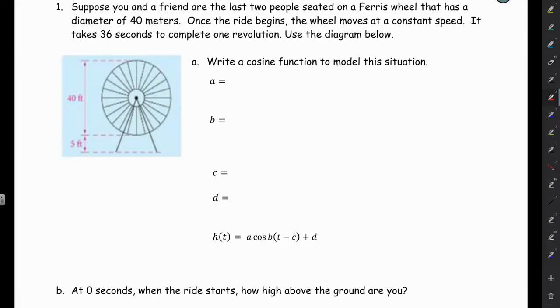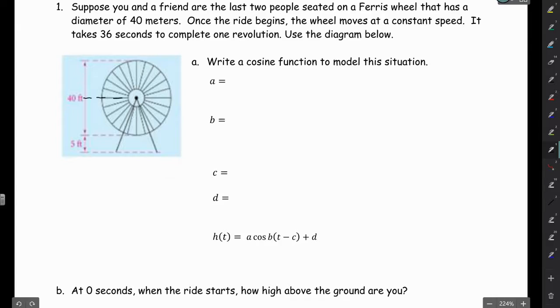Suppose you and a friend are the last 2 people seated on a Ferris wheel that has a diameter of 40 meters. Once the ride begins, the wheel moves at a constant speed. It takes 36 seconds to complete 1 revolution. Use the diagram below. So we're going to write a cosine function to model this situation, and we have some of it sketched out. I'm just going to add a little bit here.